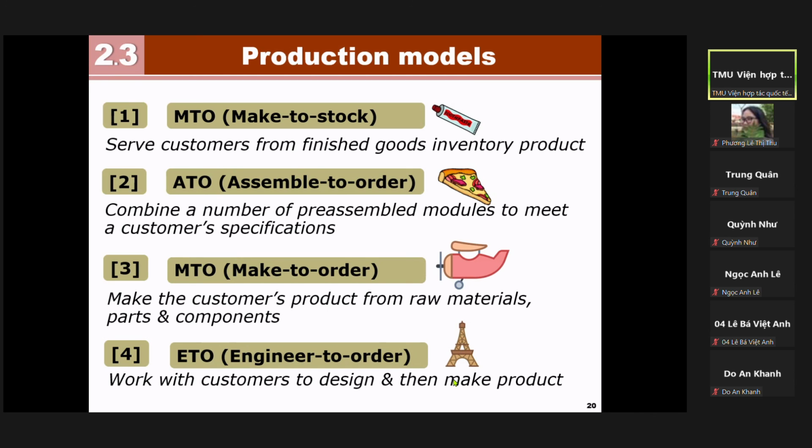Okay, for MTO, we keep the stock of raw materials, and then when the customer comes with the order, you start producing the parts, the components. For ETO, maybe you will work with the customer to design and then start making the products. So that is all 4 ideas about production models.